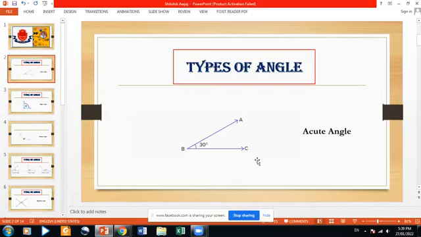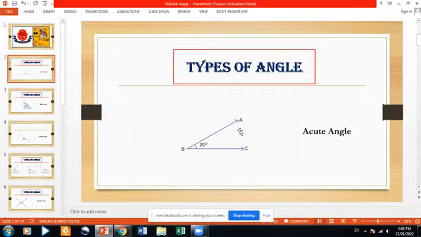One more thing I want to revise, that the unit of measuring an angle is degree. Even radian is another unit, but it is in higher classes. It is more useful in engineering mathematics. In our school or secondary education, we know the unit of measuring an angle is degree.